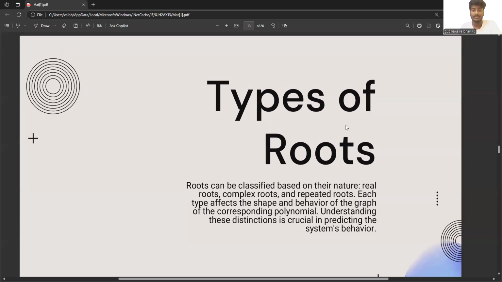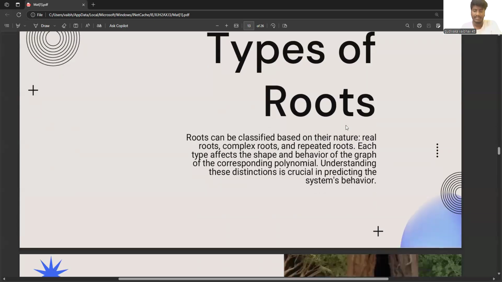Next, types of roots. Roots can be classified based on their nature. They are real roots, complex roots, and repeated roots. Each type affects the shape and behavior of the graph of the corresponding polynomial. Understanding these distinctions is crucial in predicting the system's behavior.